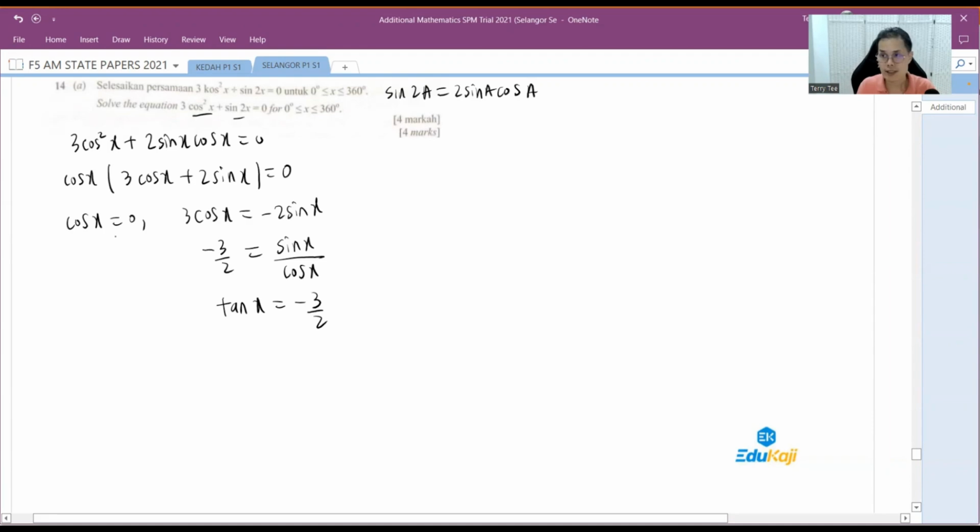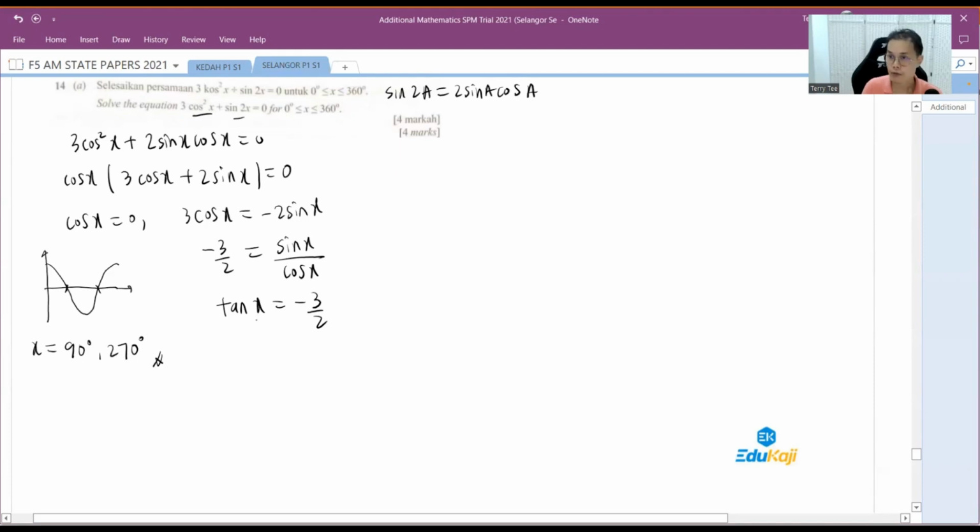First of all, for cos x equals 0, I will use the graph. The easiest way to solve is using the graph. We know the graph of cos looks like this. It goes down, up, here. Your cos x is 0 here and here, when it is at 90 and 270, right?